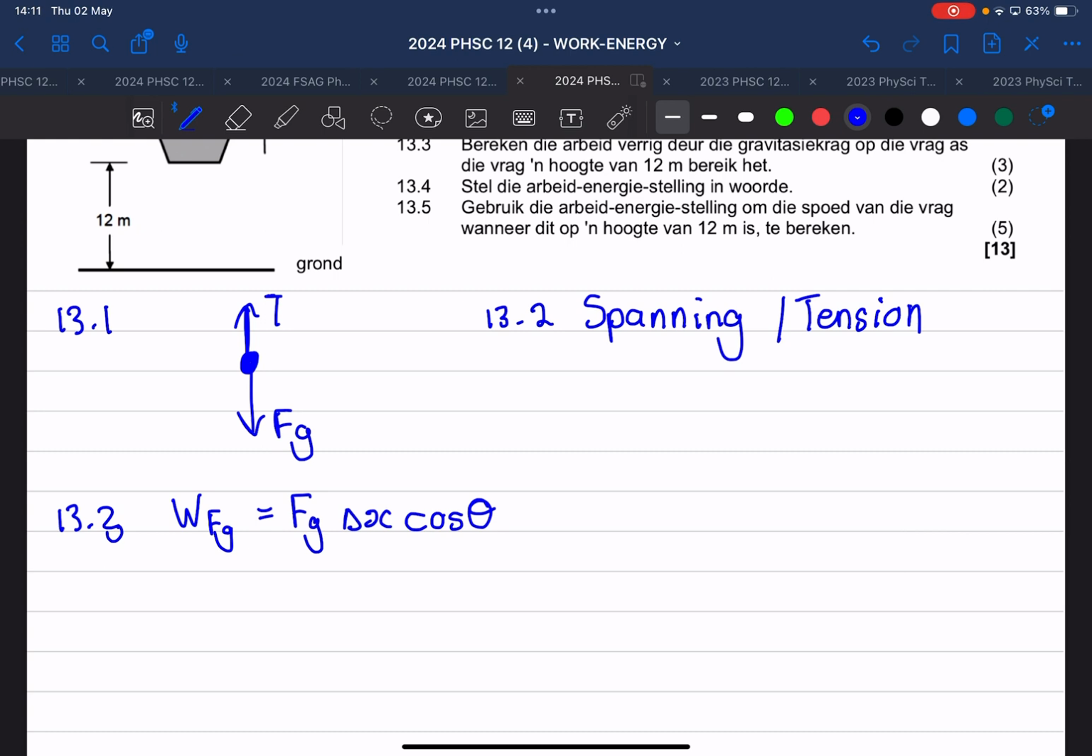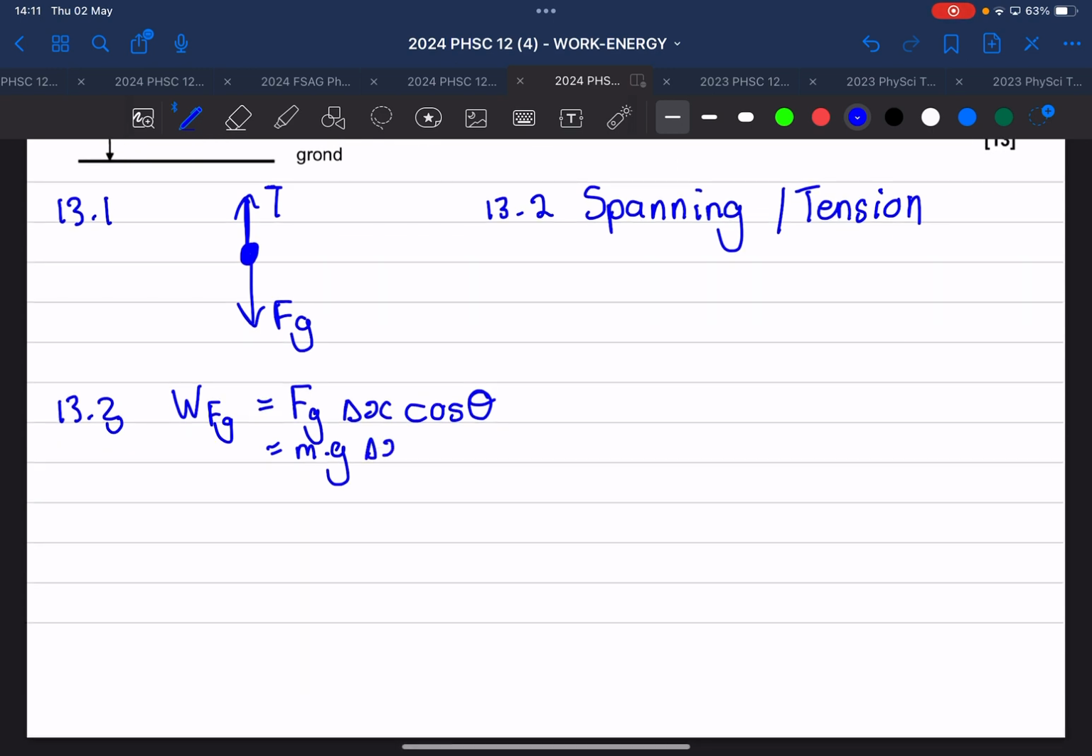Okay? So Fg is easy to calculate. Mass times gravitational acceleration. Okay? Delta x cos theta. Okay, so we have a mass of 75, G is always 9.8, and delta X is, in this case, 12. And what is the angle going to be?